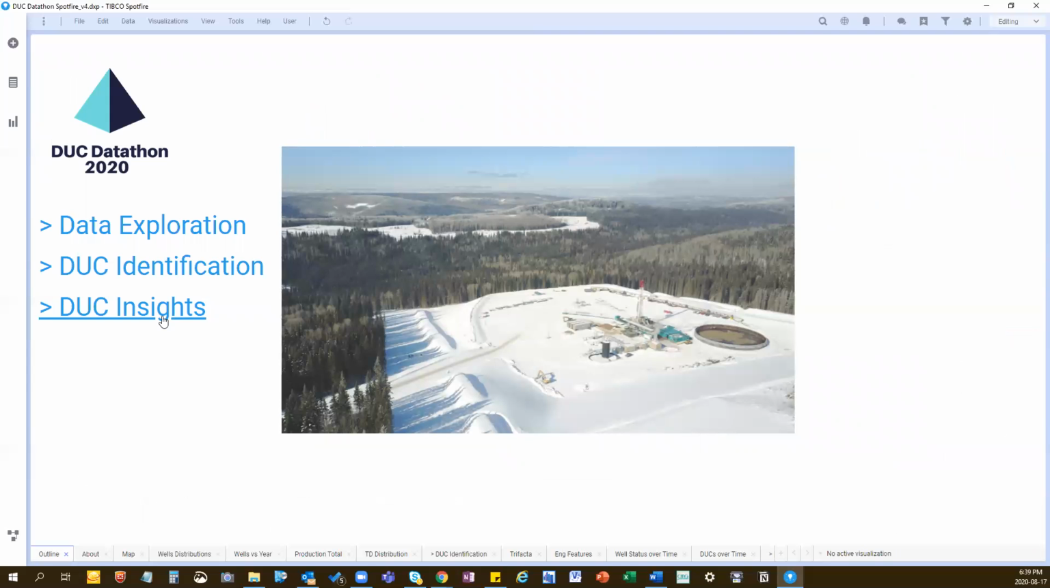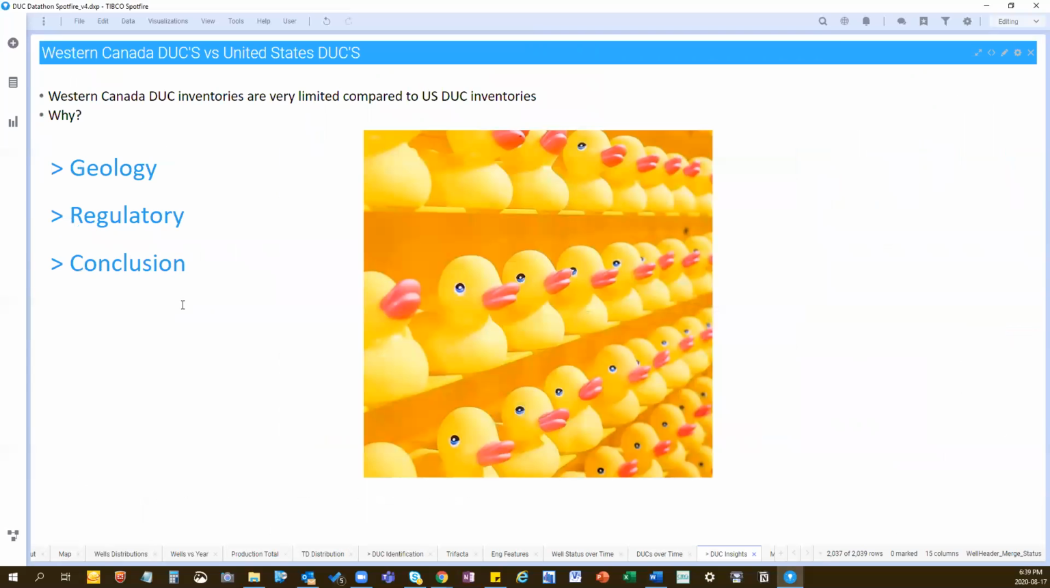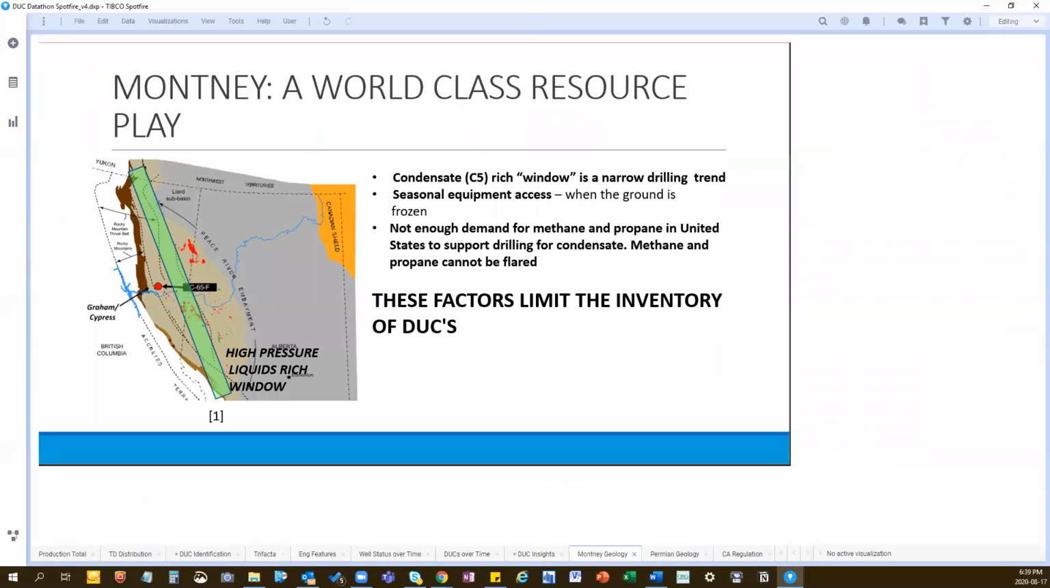Thanks, Luis. The inventory of DUCs in Western Canada is very limited compared to the United States. Why is that? In the Montney, the condensate-rich window is the focus of drilling, and it is a narrow trend. There is seasonal equipment access. There is difficulty marketing produced methane and propane.